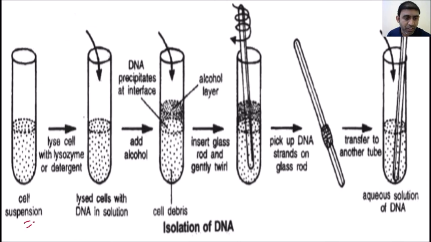We have to take a cell suspension and lyse the cell with lysozyme or detergent. Detergent means powders like Rin, Vin, Ariel, Nirma; they can also be used. Then the lysed cell with DNA is in the solution, then add alcohol. Which alcohol?